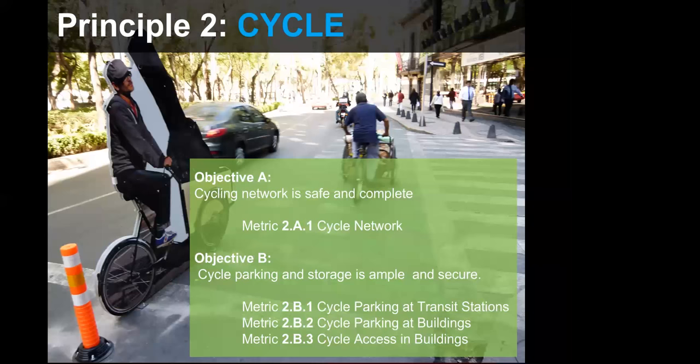Then the second principle, cycle. So cycling, similarly to walk, is very efficient, healthy, relatively cheap. However, cycling is also not properly enabled everywhere because there is no safe cycle network in certain places, or people don't have access to cycles even. So there are 2 objectives that promote safe cycle network and the storage, which includes storage in our buildings and near transit stations where people can actually switch the mode of transportation.